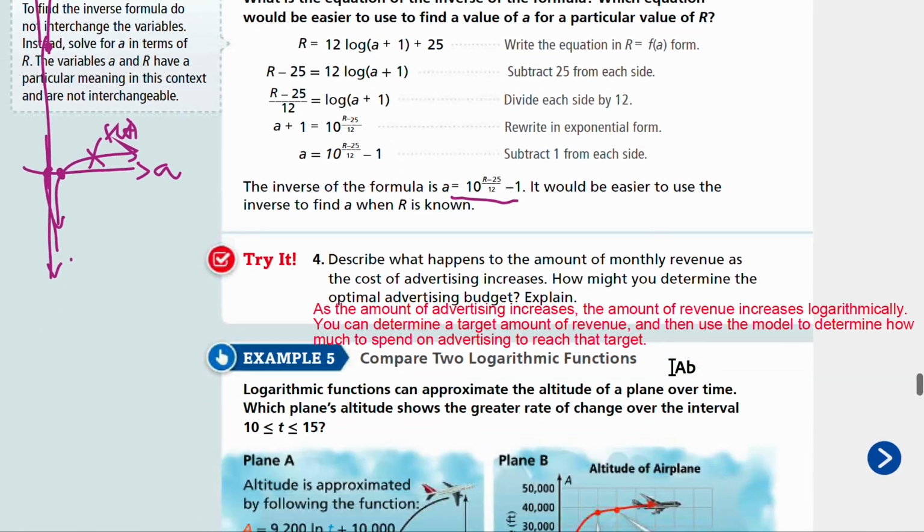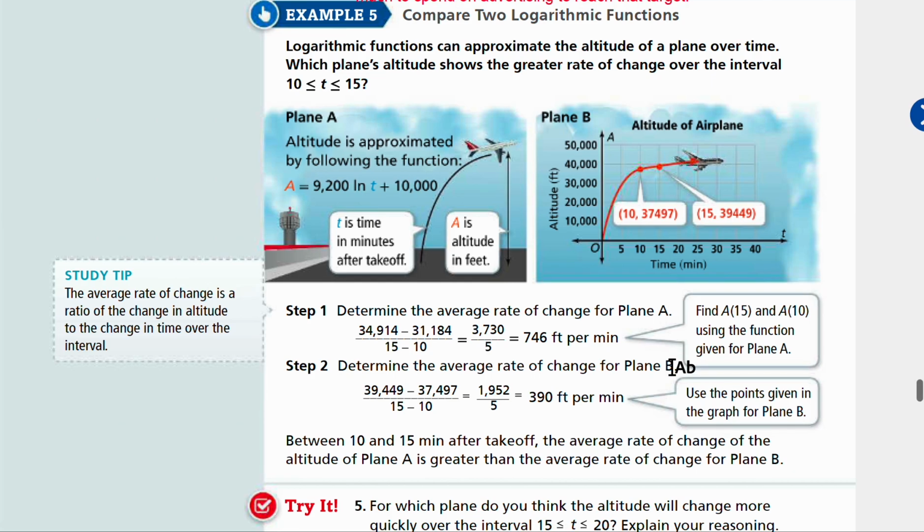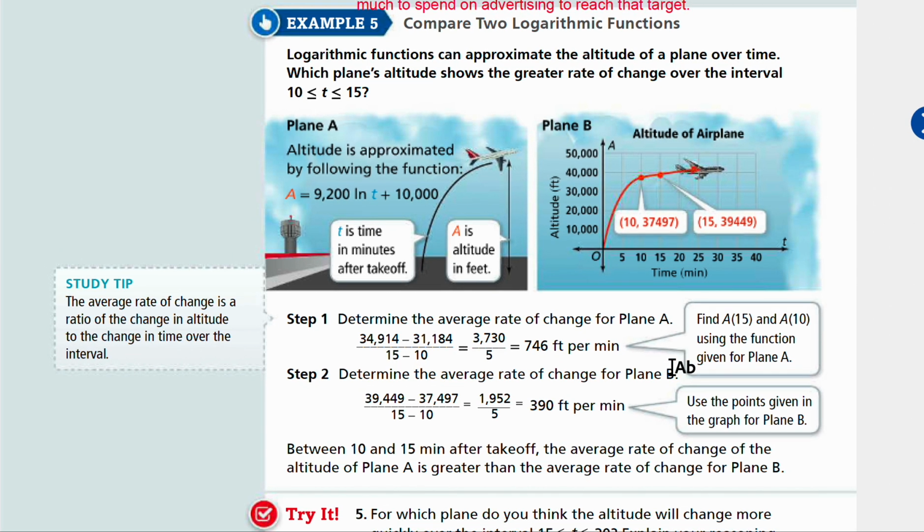Okay, good. So let's look at the last example, example 5, comparing logarithmic functions. Logarithmic functions can approximate the altitude of a plane over time. Which plane altitude shows a greater rate of change over the interval 10 through 15? So here's plane A with this equation. It's a natural log equation. Here's plane B with a graph, but this also follows logarithmic behavior, right?